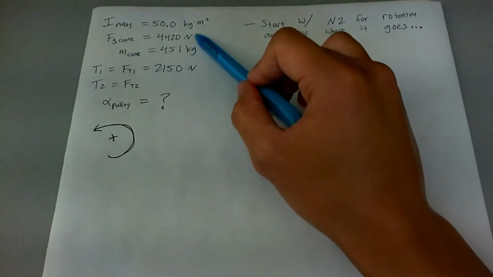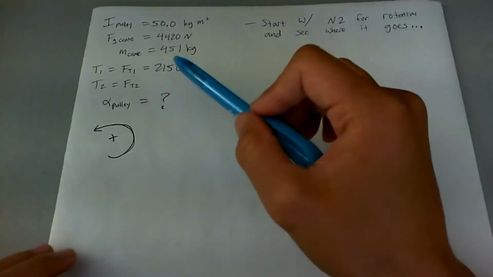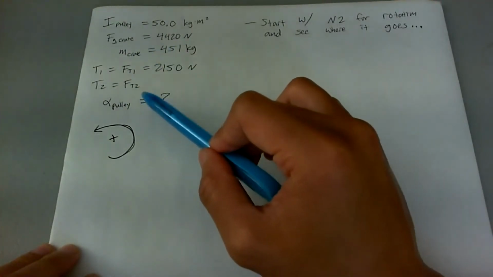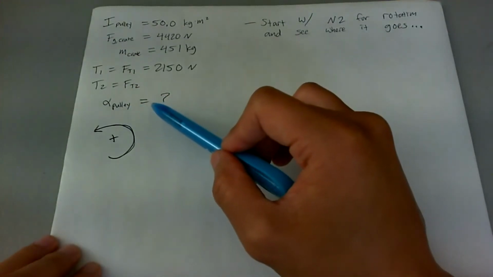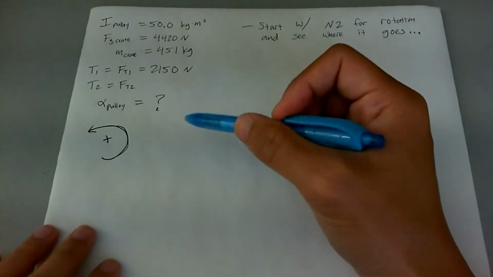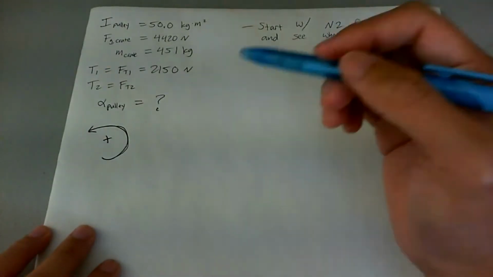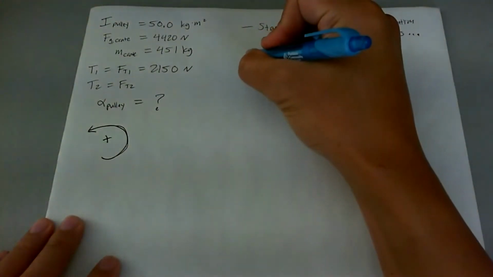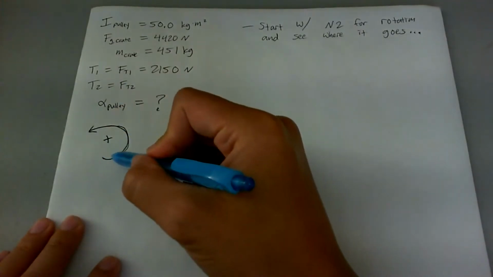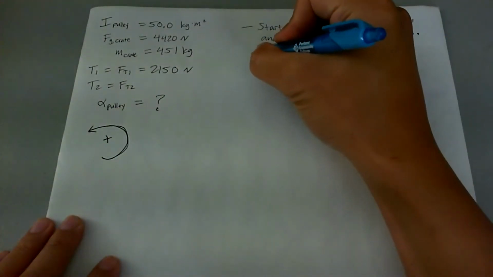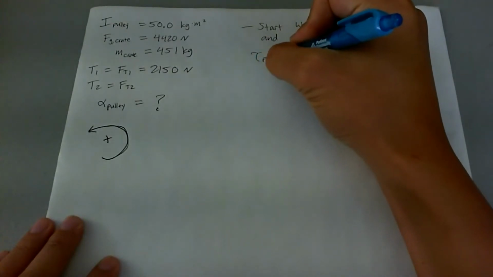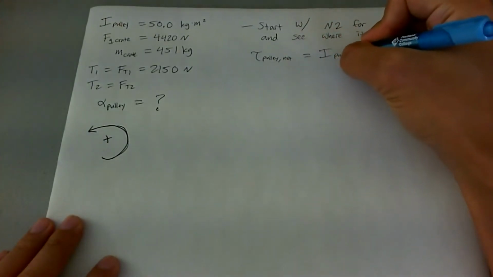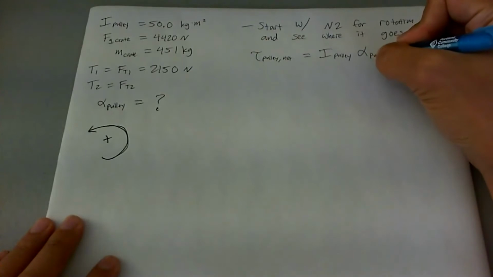So what we're looking for here is actually the rotational acceleration of the pulley. In my mind, I'm thinking it's probably best to start off with Newton's second law for rotation and just see where it goes from there. As convention goes, we're going to make counterclockwise positive. So tau of the pulley net is going to equal I of the pulley times alpha of the pulley.